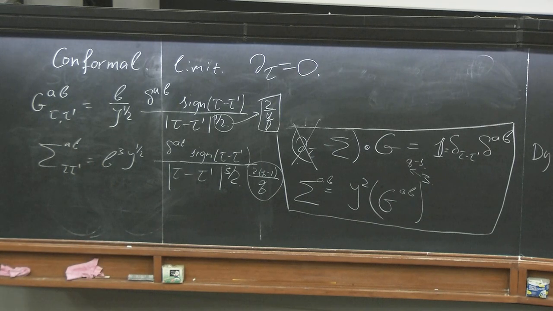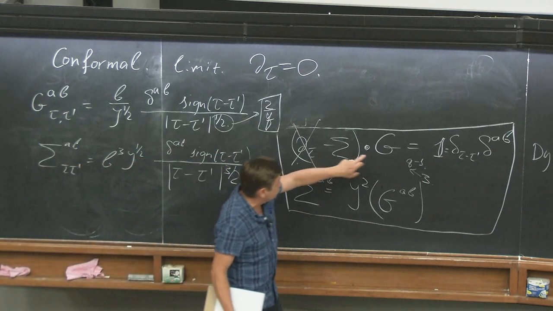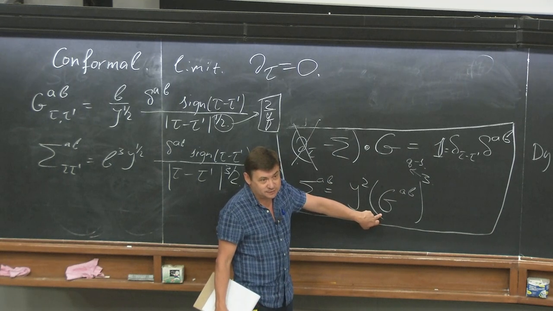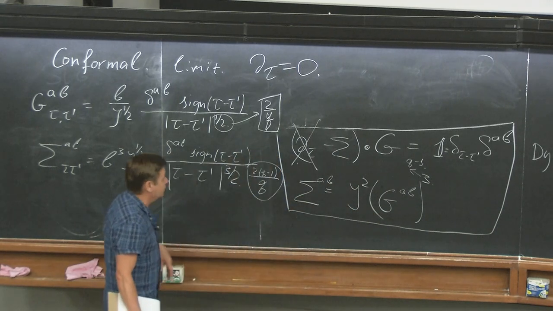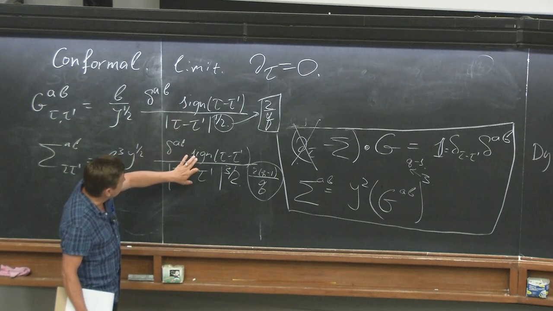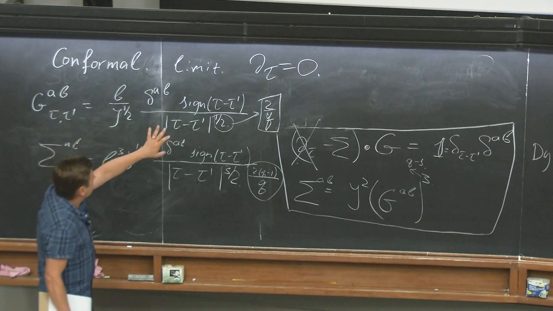Now, that's not a big deal, actually. You can guess these powers just from power counting here. That's one line. And then you can convince yourself that actually things work. For that, you need this signum because it's a time-ordered Green function.